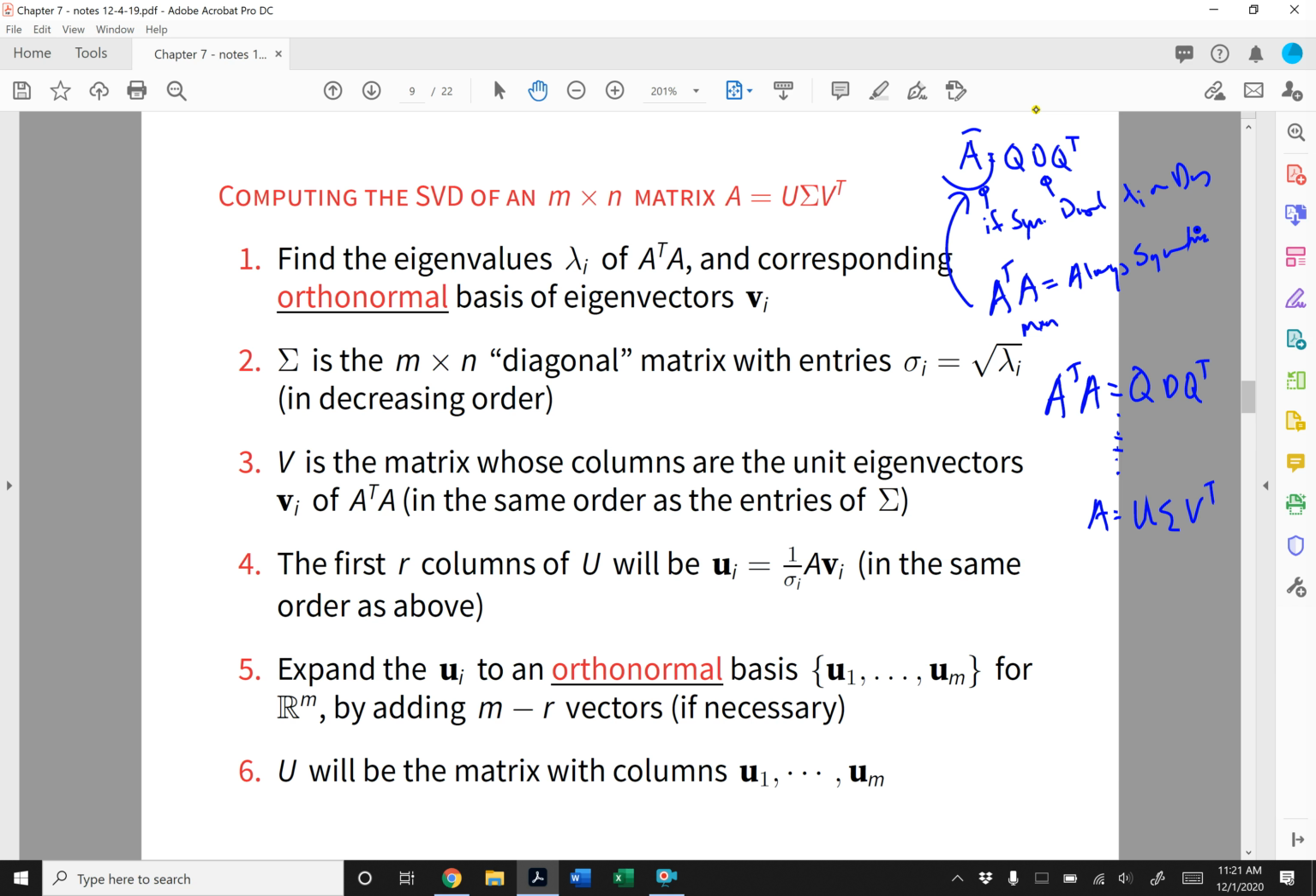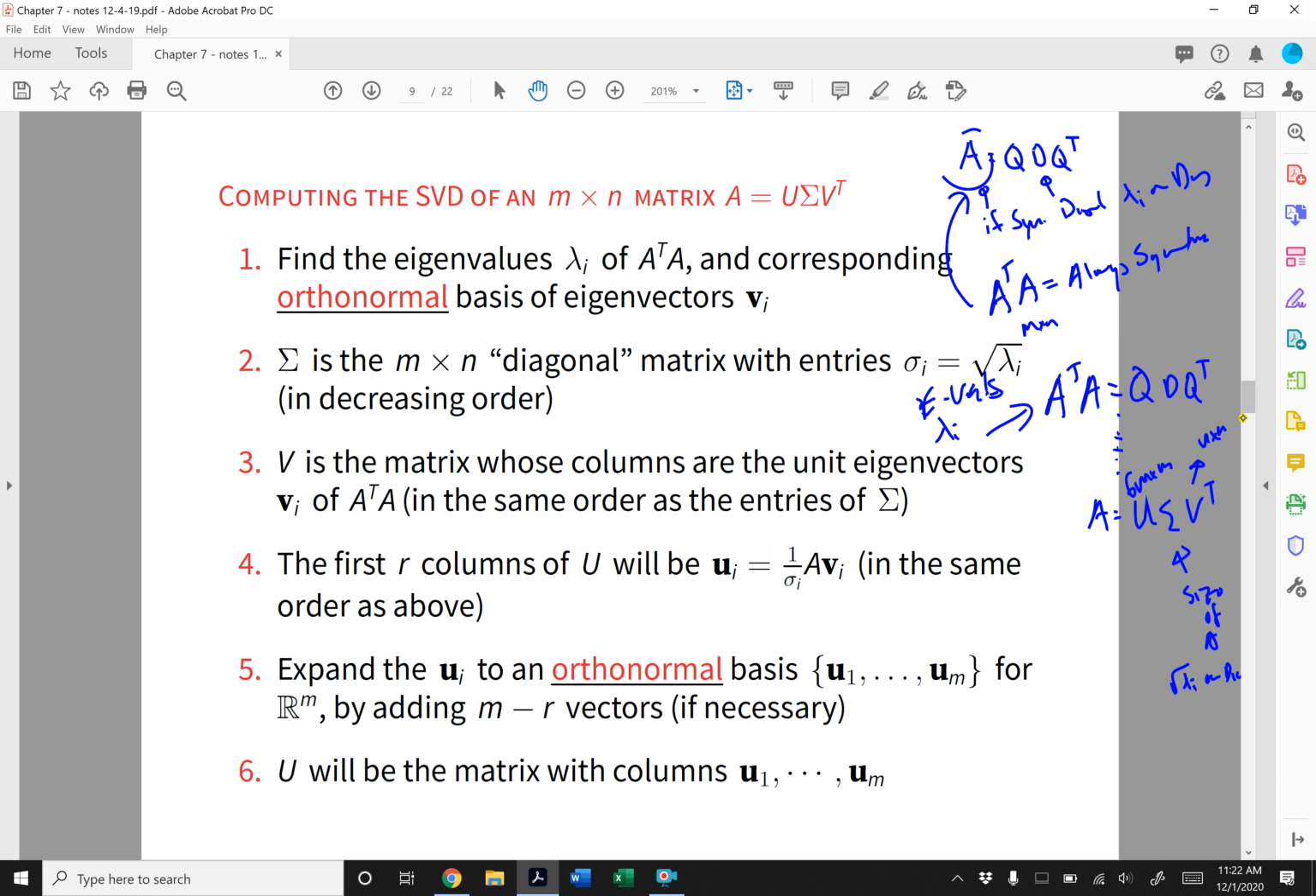But things are a little bit different. Sigma is no longer square. It's the size of A. And it's a sorted diagonal matrix, but it has the square roots of the lambda i's on the diagonal, where the lambda i's are the eigenvalues of A transpose A. And U is an orthogonal m by m matrix, and V is an orthogonal n by n matrix. And so it's a similar kind of structure.